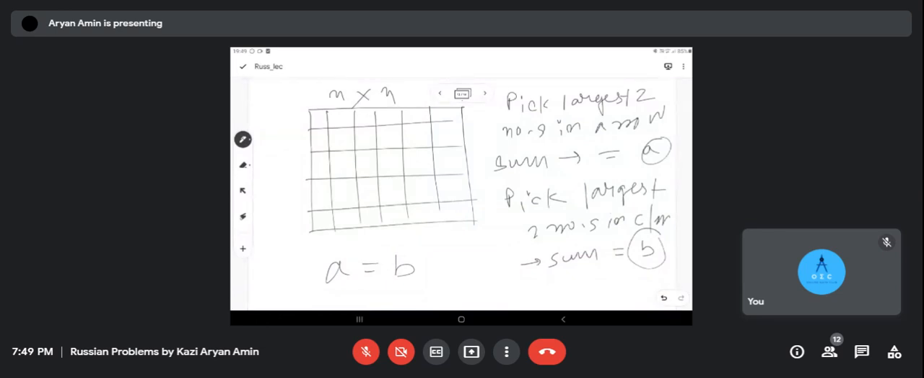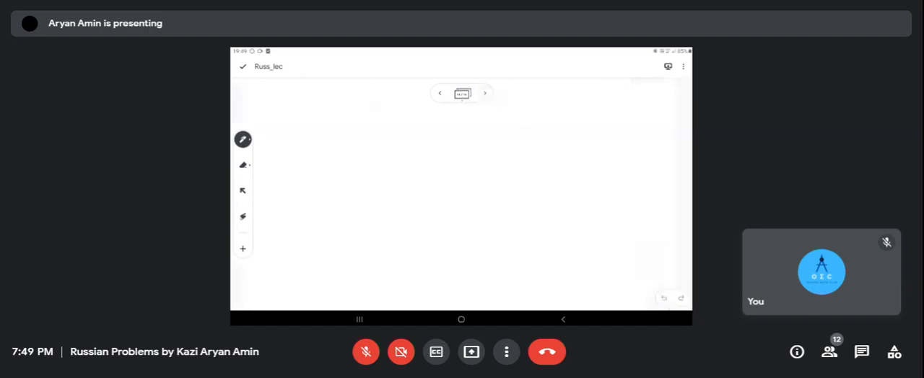And the board is an n cross n board, right? It's a squared board. Oh, the board is n cross n. Okay, I thought m cross n.